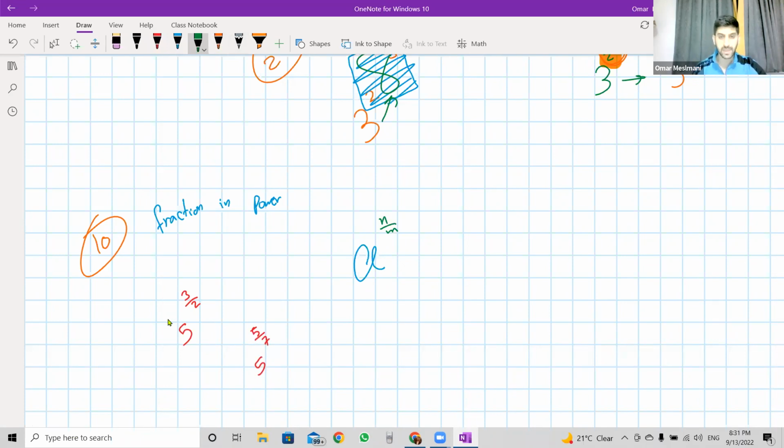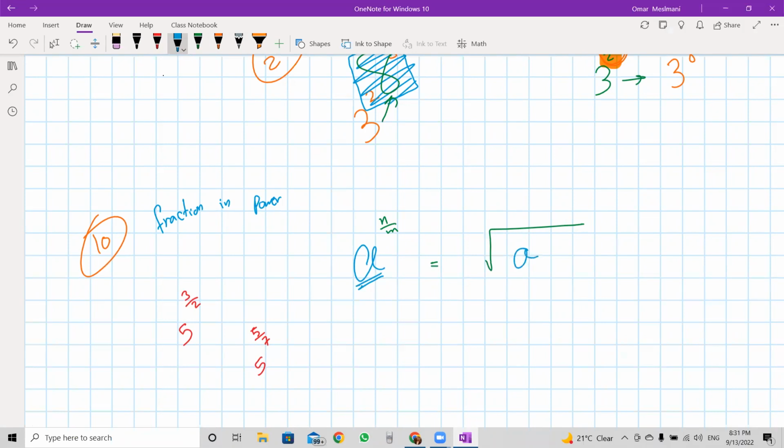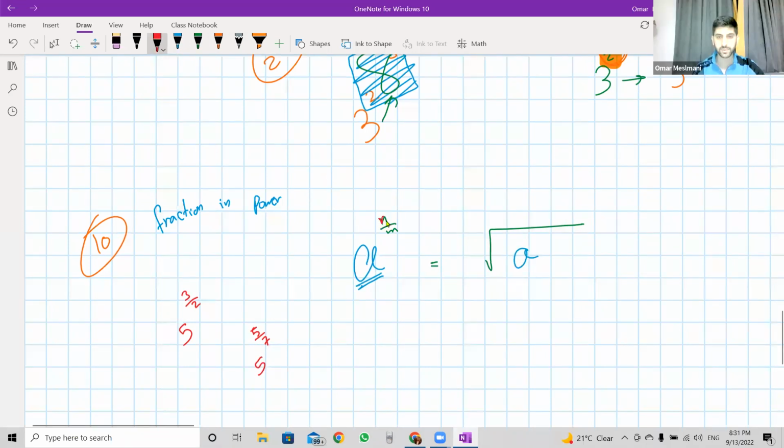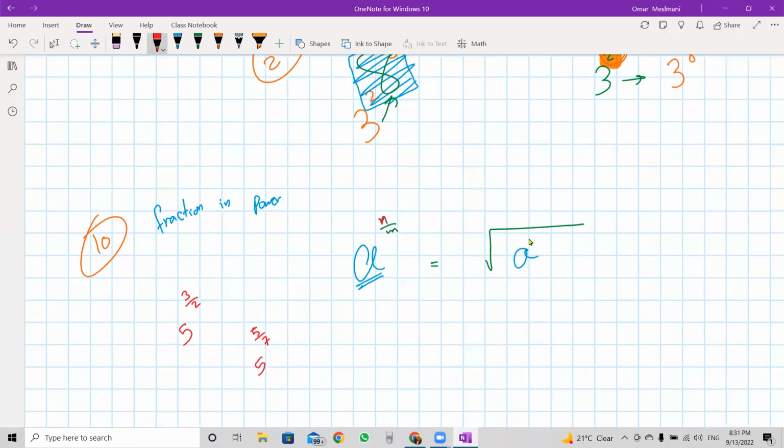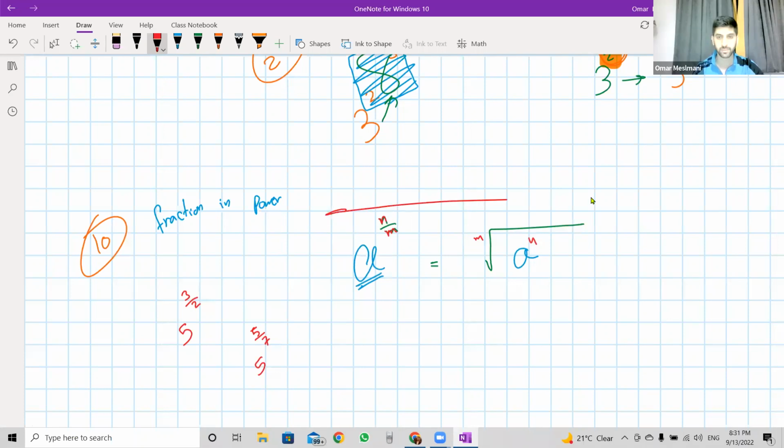What can you do? a power n over m is going to equal a radical. You know this radical? What was your base? a. What was your power? n. And what was your index? m, put it outside. Don't forget how to evaluate this.